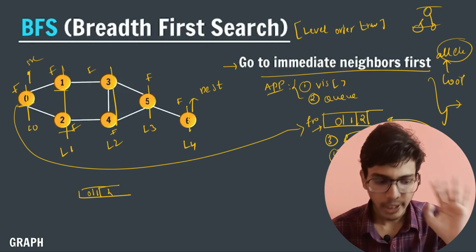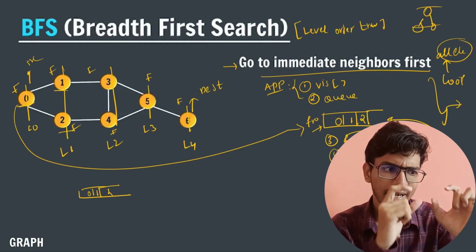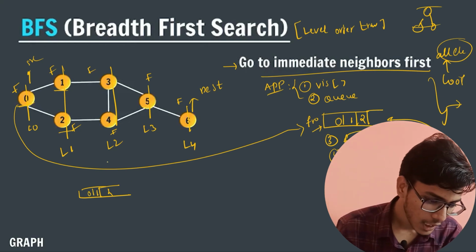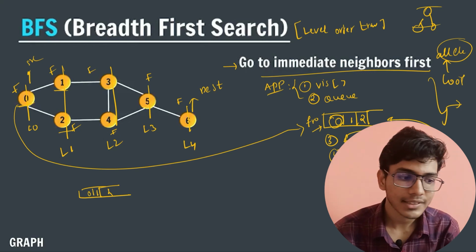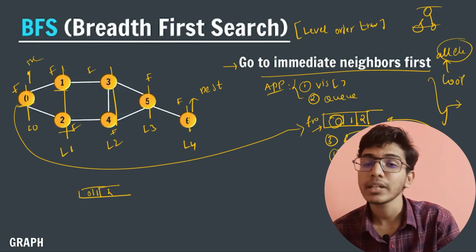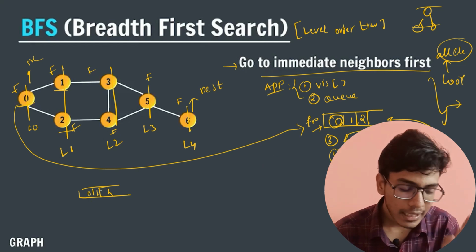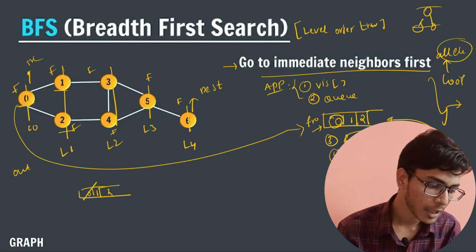Okay, now first of all I have added 0 into the queue. After adding, for this element which is at the front, you can see that this is the front element, right? So for this front element, what are the neighbors? 1 and 2. So I will add 1 and 2 into my queue. Okay, after adding 1 and 2 into my queue, I will remove 0, and let us say that this is my output screen.